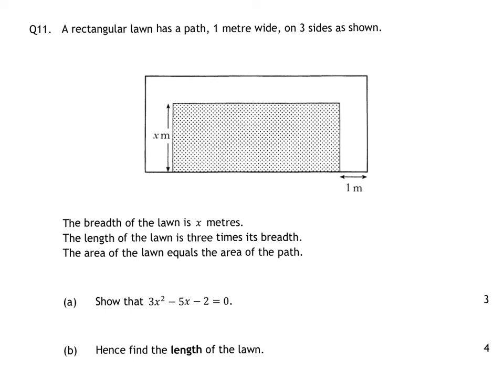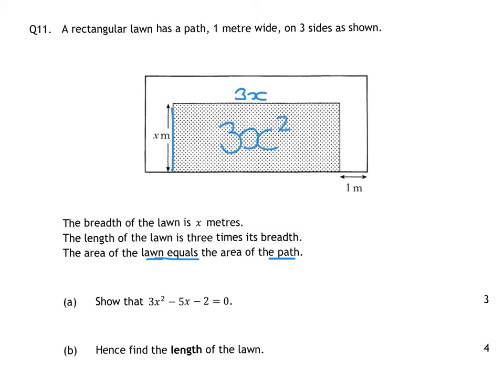Now, they're talking about the length and the breadth. So the first thing is the breadth is x, which we've got. It says the length is 3 times its breadth, so we're going to say that the length is 3x, because it's 3 times that one. And it tells you that the lawn equals the path. That's really important. So I'm going to find the area of each bit. The area of the lawn is 3x times x, so the area of the lawn is 3x squared.